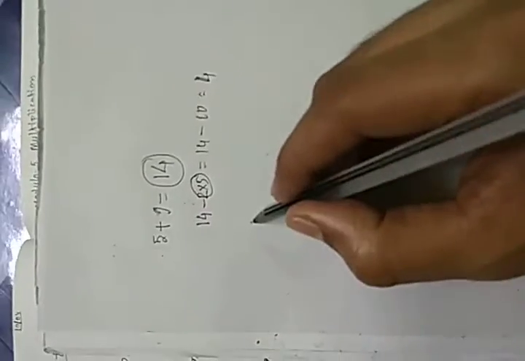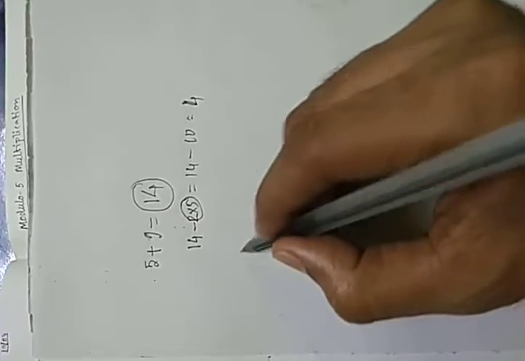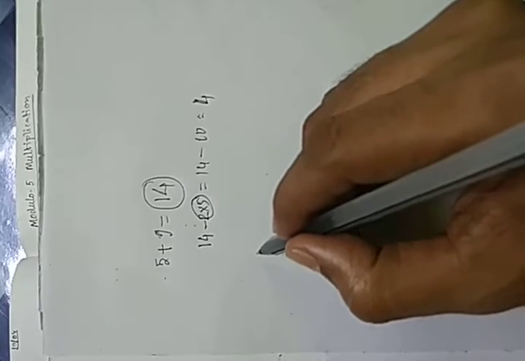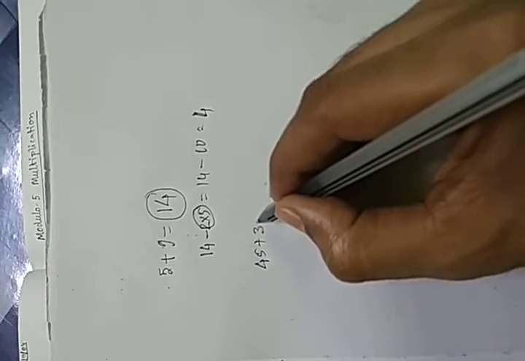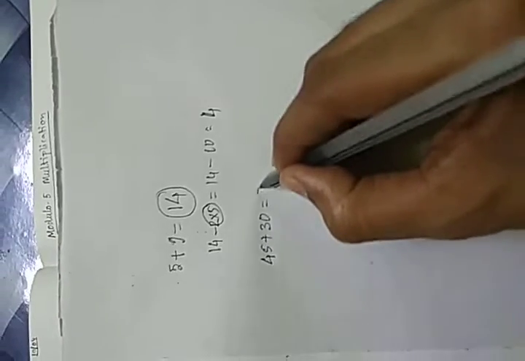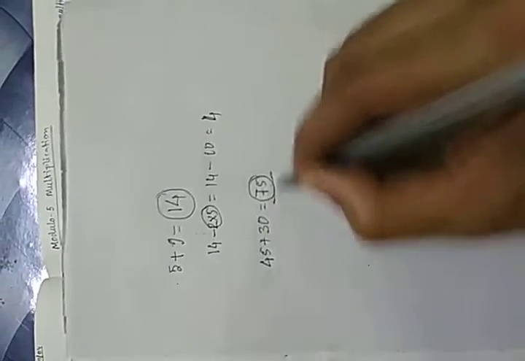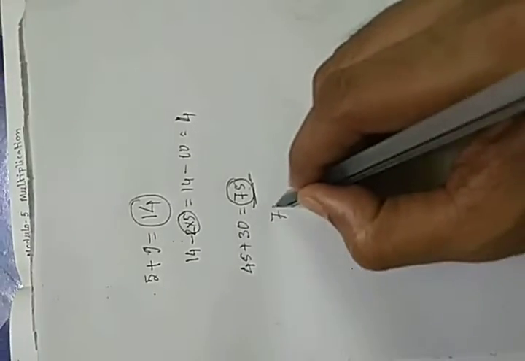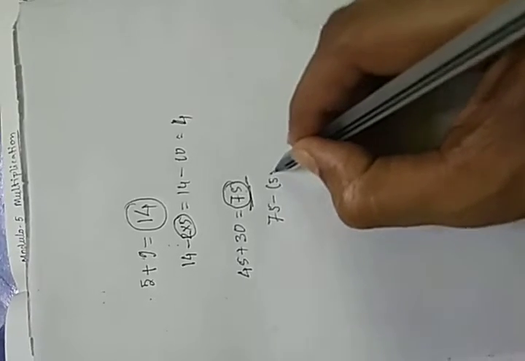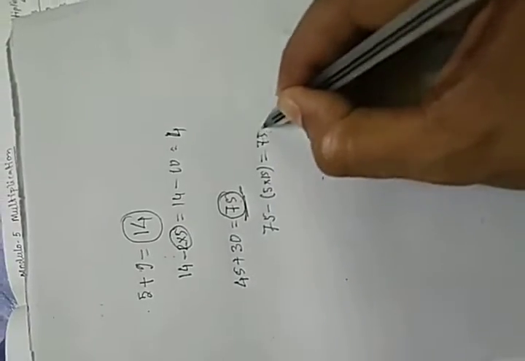Similarly, if you want to add these two numbers, suppose 45 plus 30, it is equal to 75. So 75 is the actual addition, but in modulo 5 addition, that value will be 75 minus 5 into 15, that is 75 minus 75, that is equal to 0. So the output of modulo 5 addition will be 0, 1, 2, 3, 4 always.